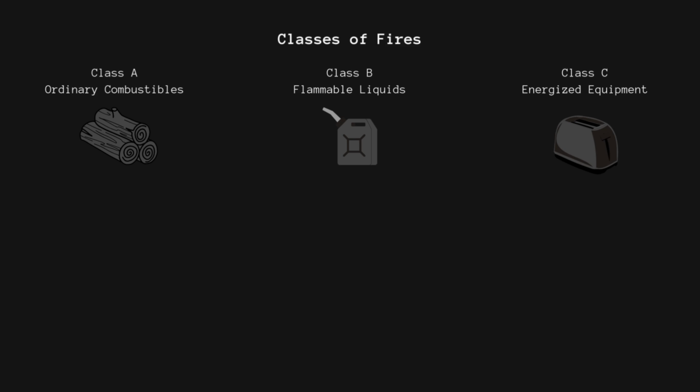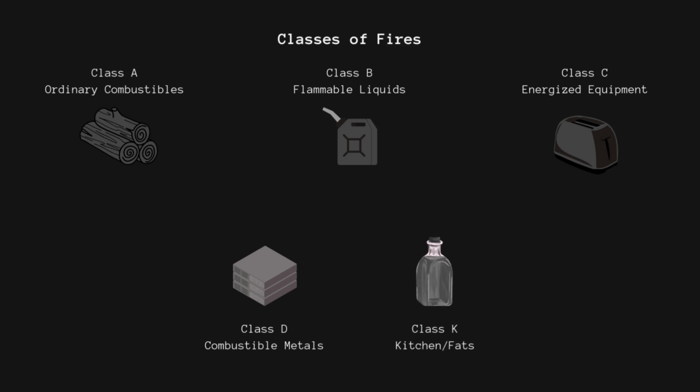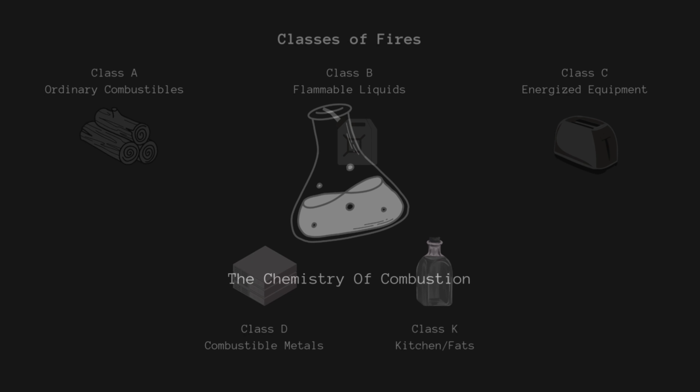Class C fires involve energized electrical equipment like appliances, which must be extinguished using non-conductive agents like CO2 or dry chemicals to avoid electrocution. Class D fires, combustible metals include magnesium, titanium, or sodium, which require specialized dry powder agents that smother the fire and absorb heat. And lastly, Class K fires involving hot cooking oils or animal fats that require specialized wet chemical extinguishers to cool the oil and smother the flame.